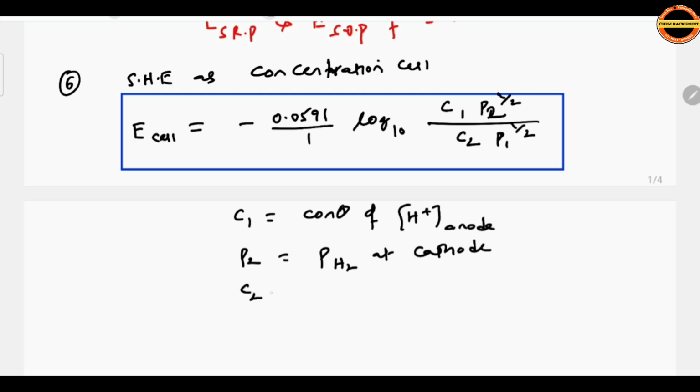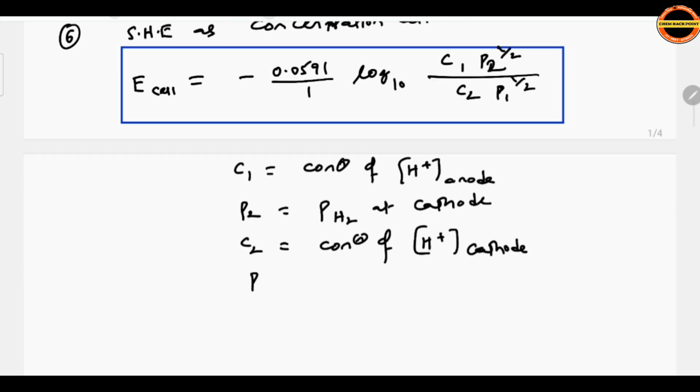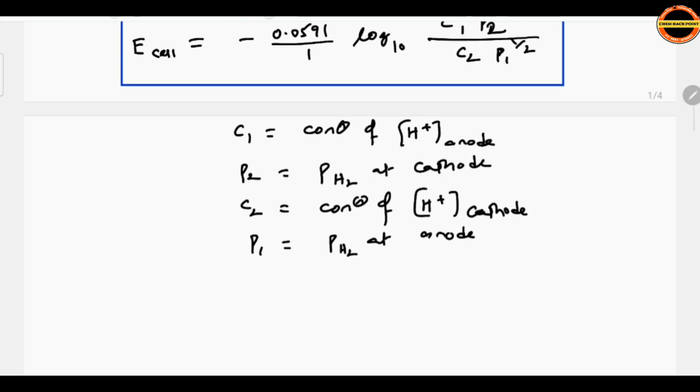These are important because most of the questions are based on P1, P2, C1, C2. C2 is the concentration of H plus ions at cathode, and P1 is the partial pressure of H2 at anode. Okay, these are the values for a concentration cell.